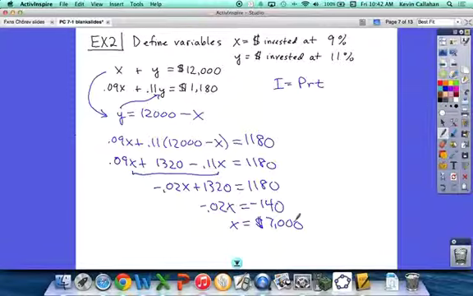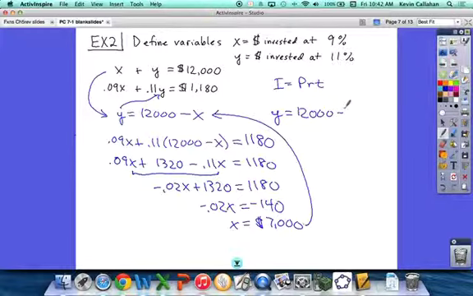So step one, step two, step three, step four would say plug your answer into the result of step one, because right there you've already solved for y. It's the perfect place to substitute. Put that value up here, and you're going to get y equals 12,000 minus 7,000. So y equals 5,000.